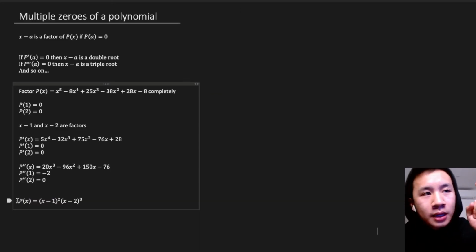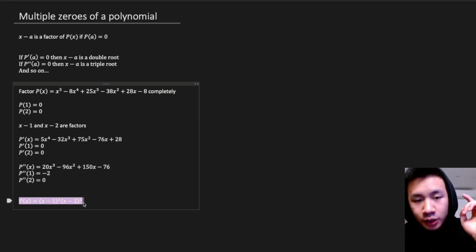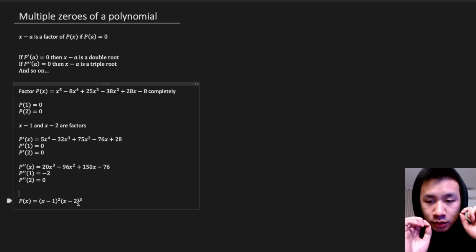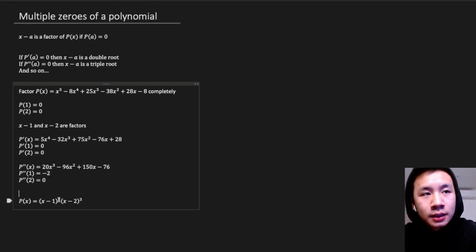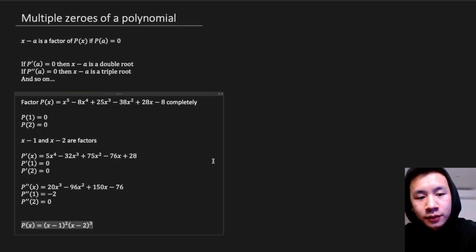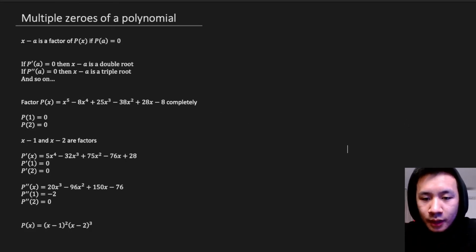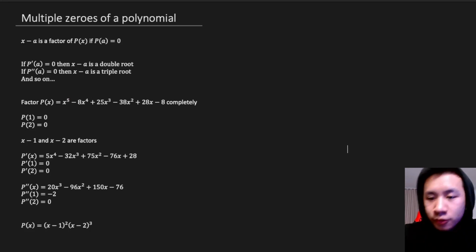And so that means that the fully factorized version of the polynomial should be x minus 1 squared times x minus 2 cubed. And I know that I don't have to derive anymore because the highest power I can get from this is 5, because 2 plus 3 gives you 5, which is the highest degree of this polynomial. And yeah, that's it for multiple zeros of a polynomial.